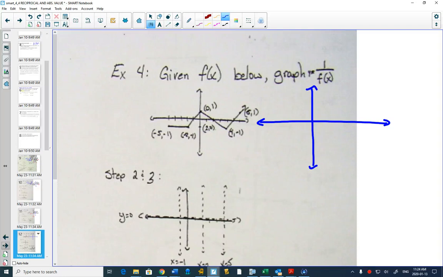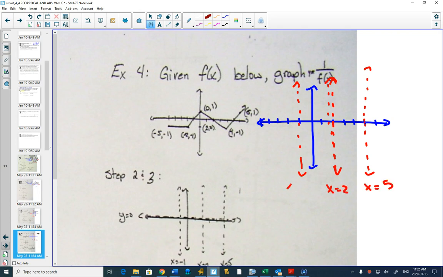Okay, step 1, do we have any non-permissible values? Do we have any x-intercepts? Yes, we have one. We have one at -1, one at 2, and 1, 2, 3, 4, 5, another one at 5. X equals 2, x equals 5, and x equals -1.